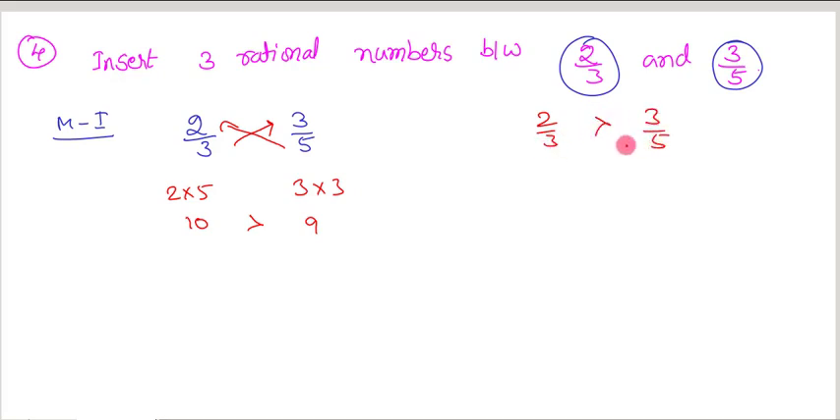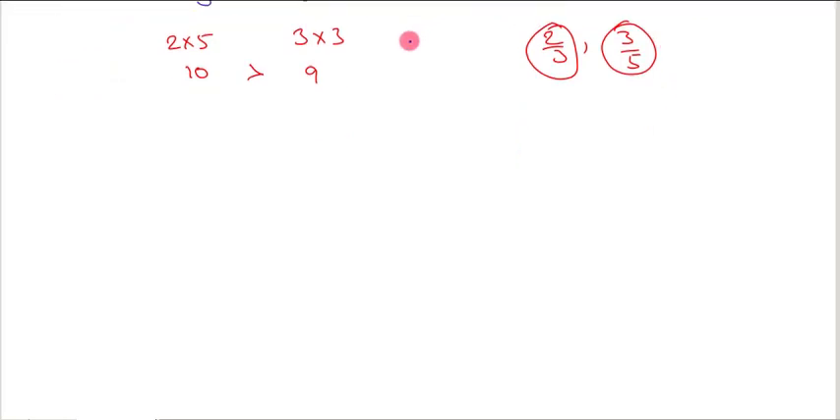So if they are in descending order, that means if you write 2 by 3 and 3 by 5, this is a greater one, this is a smaller one. That means these are in descending order. If they are in descending order, we need to write them in ascending order. So to write them in ascending order, firstly let me rearrange these numbers as 3 by 5 and 2 by 3. Okay. So first step is that we need to write them in ascending order.